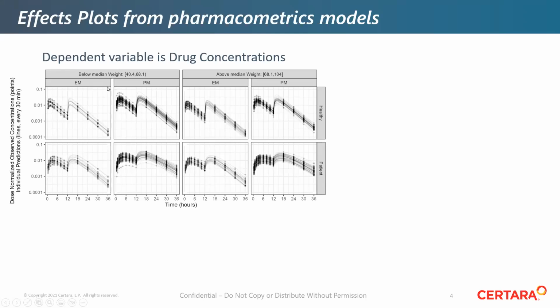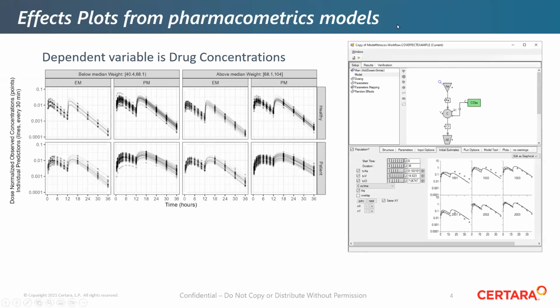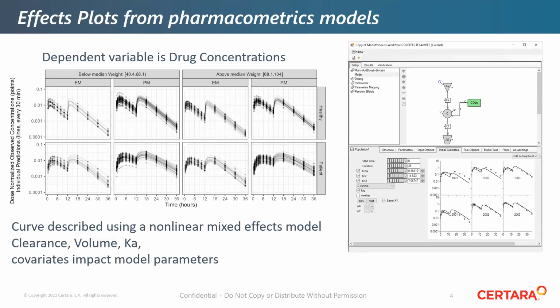I'm using an example where I have a population with extensive metabolizers and poor metabolizers. Of course, we have body weight. And for the sake of illustration, I divided my patient population into healthy and patient. So we take this data and we build a nonlinear mixed effects model. Here I'm showing a PK model, a one compartment model. But basically, we try to describe the curve using a nonlinear mixed effects model.